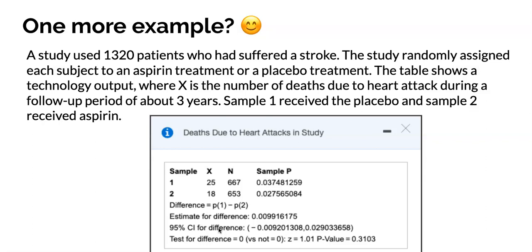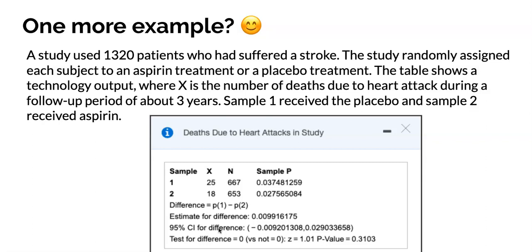Sample 1 received a placebo and sample 2 received aspirin. Hopefully they did blinding, right? Remember the blind test? They don't know what they are getting. They're giving one group a placebo, so they may think, oh, I'm getting some kind of drug, I feel better. So to prevent the placebo effect, they're giving one group a sugar pill. It looks exactly the same.